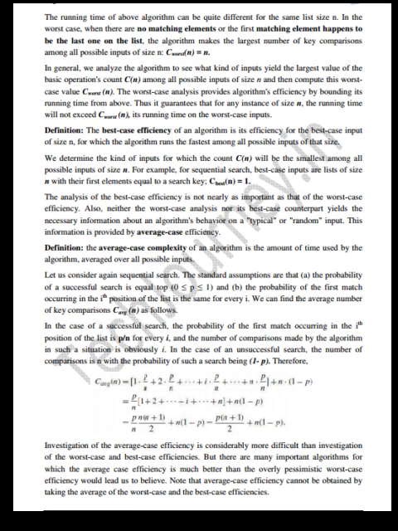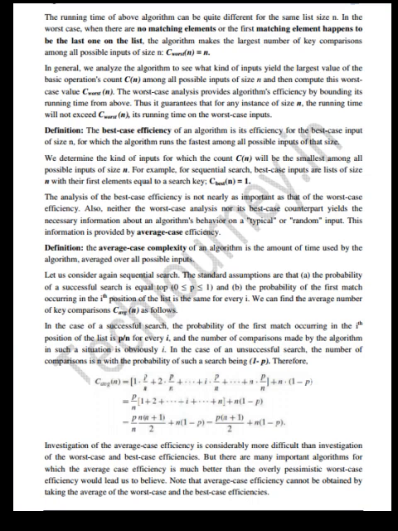The analysis of the best case efficiency is not nearly as important as that of the worst case efficiency. Also, neither the worst case analysis nor its best case counterpart yields the necessary information about an algorithm's behavior on a typical or random input. This information is provided by average case efficiency. Definition: the average case complexity of an algorithm is the amount of time used by the algorithm averaged over all possible inputs. Let us consider again sequential search.